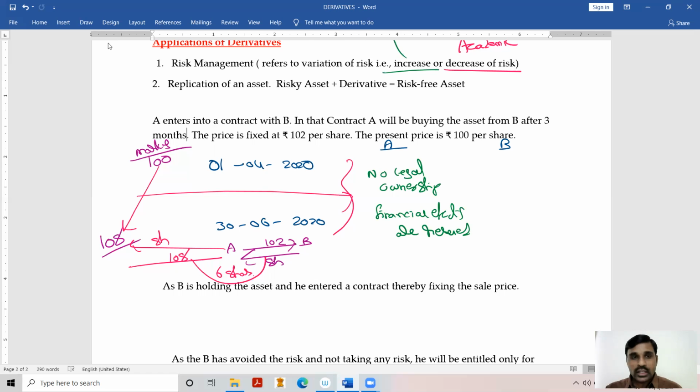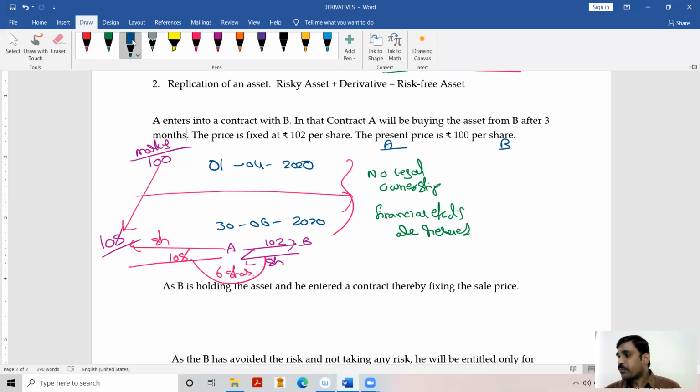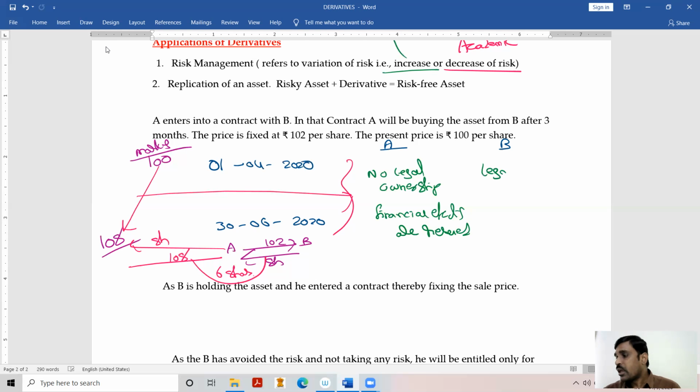Even though I am not owning the asset during these 3 months, still I am getting the price appreciation benefit. But in the given case, say B is having legal ownership. Legal ownership is retained. Financial effects are removed.